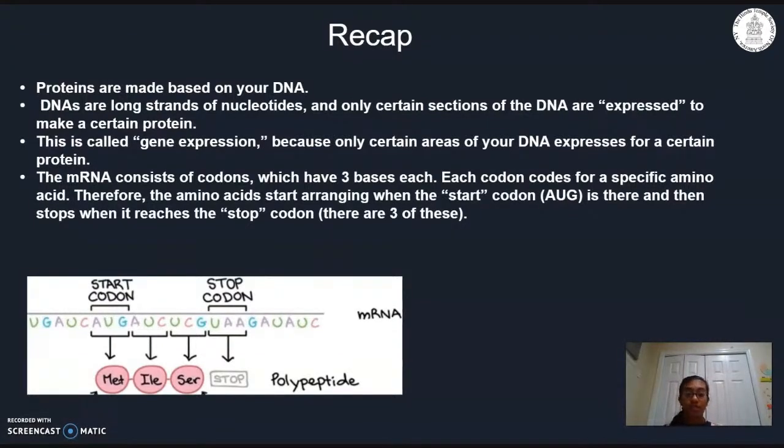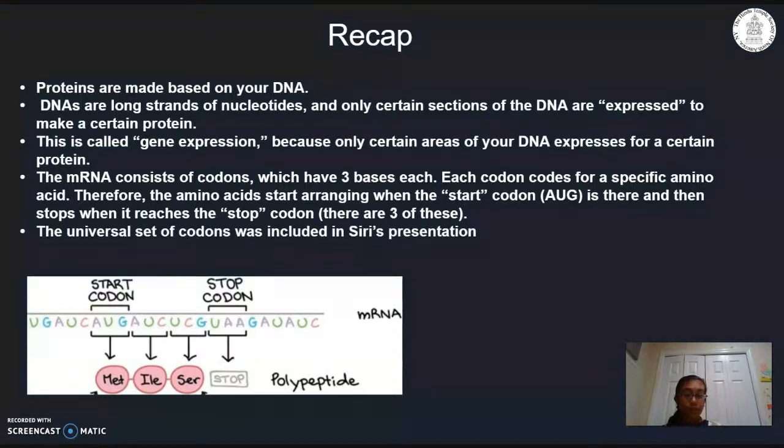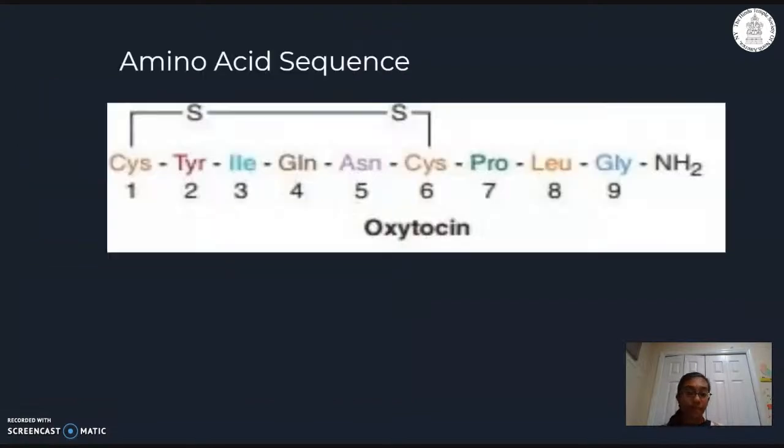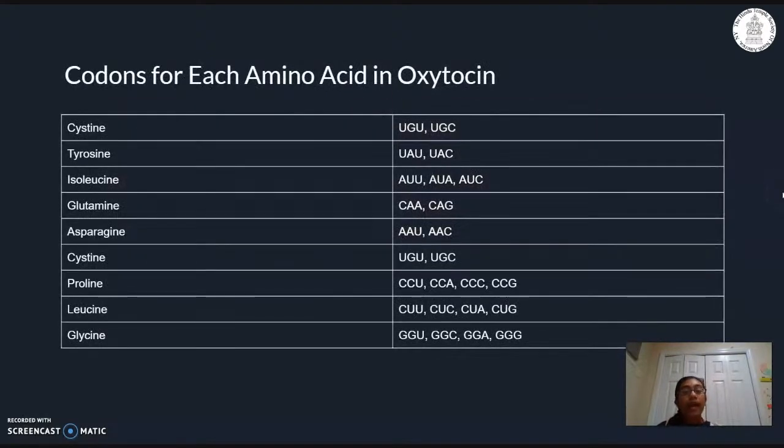Therefore, the amino acids start arranging when the start codon, which is AUG, is there, and then stops when it reaches the stop codon, and there's 3 of these. The universal set of codons was included in the presentation, so based on that universal set of codons, we can see which codon codes for which amino acid. So, I'm going to be coding this protein called oxytocin. This has 9 amino acids, and its codons are listed here, and now this is its mRNA sequence.